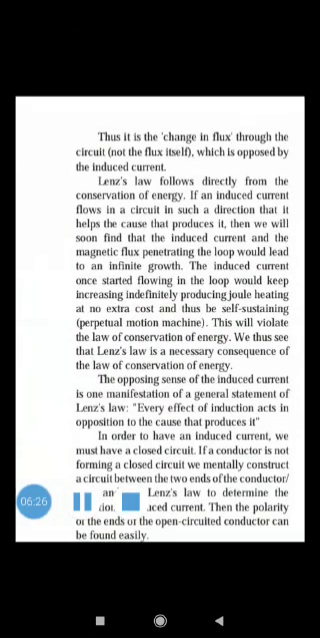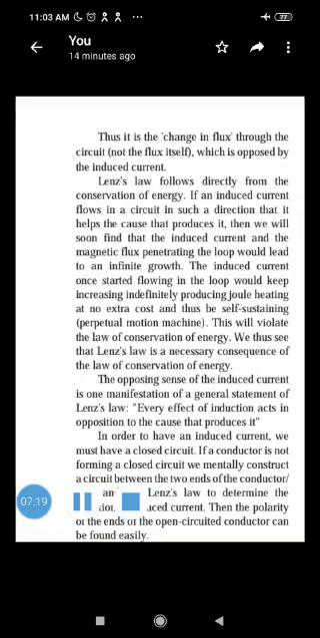Therefore, a very important statement: a change in flux through the circuit is opposed by the induced current, and this law follows directly from conservation of energy. Otherwise, the induced current flowing through the loop would keep increasing infinitely, producing Joule heating at no extra cost, and thus be self-sustaining, that is a perpetual motion machine. This violates the law of conservation of energy, and we see that Lenz's law is a necessary consequence of the law of conservation of energy.